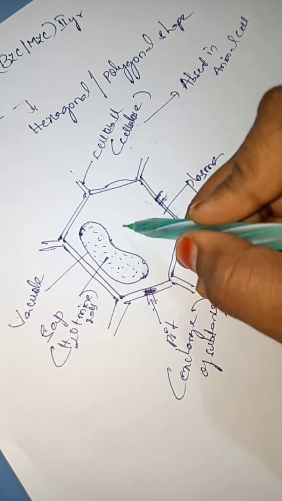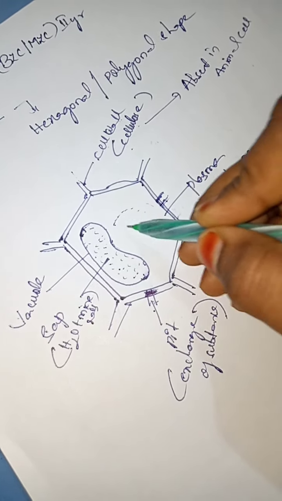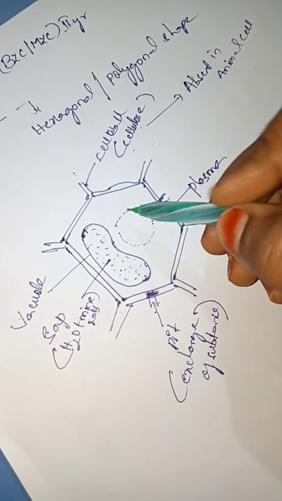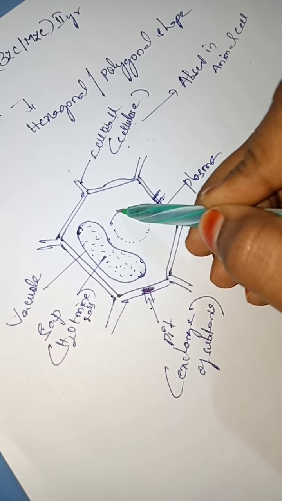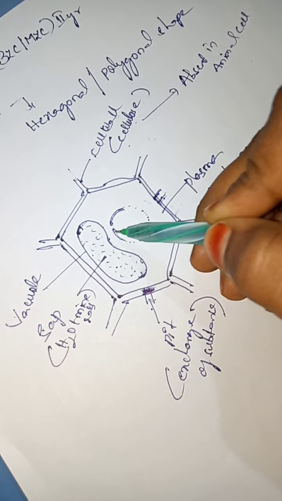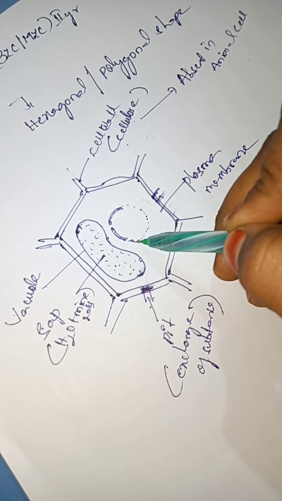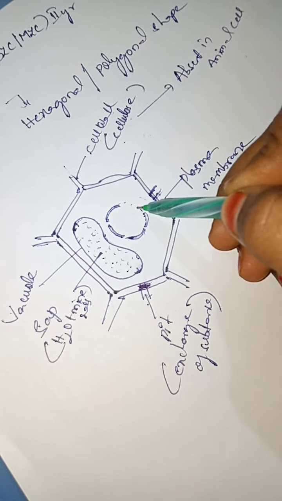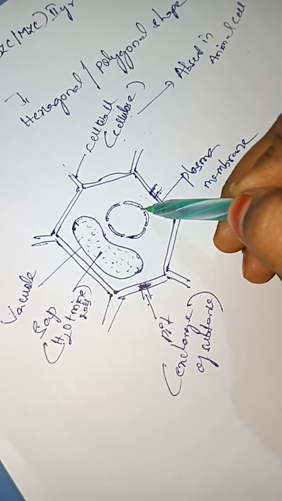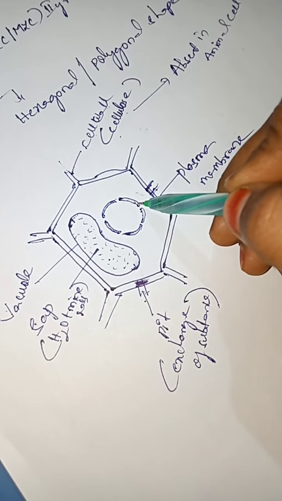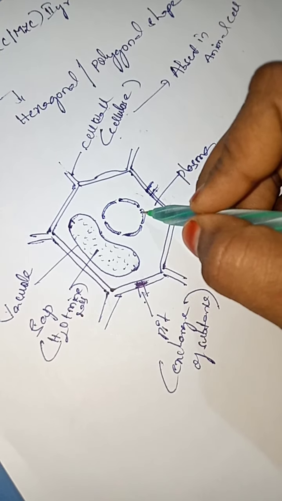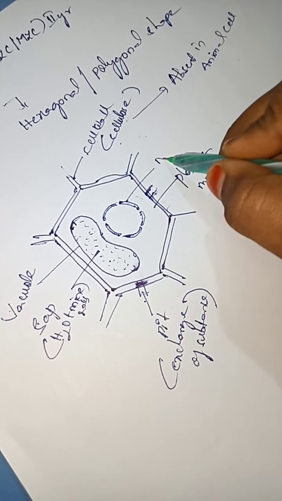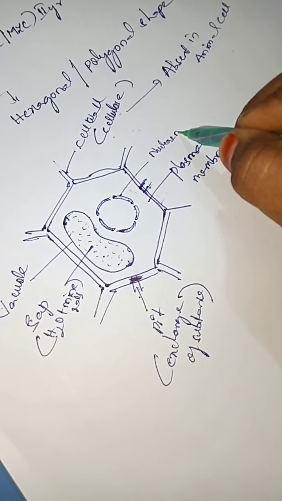Here I am going to draw another structure in the plant cell, the nucleus. Here again the nucleus has a double membrane. In animal cell we discussed that the nucleus is centrally located and double membrane, but here in the plant cell the nucleus is shifted to one side, but same like animal cell it is also double membrane, the nuclear membrane.